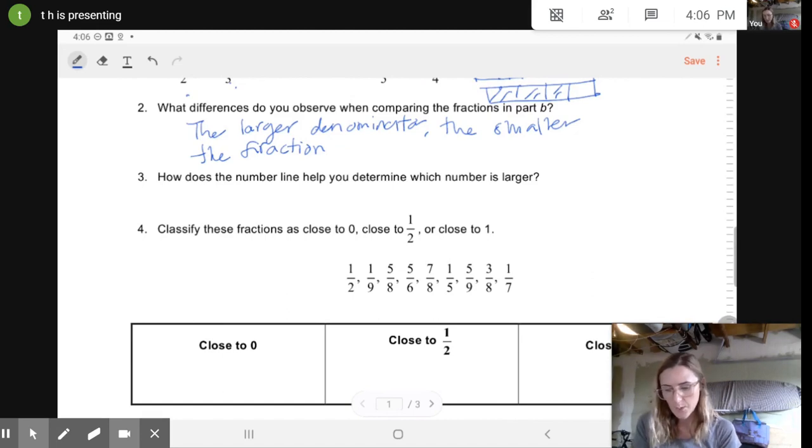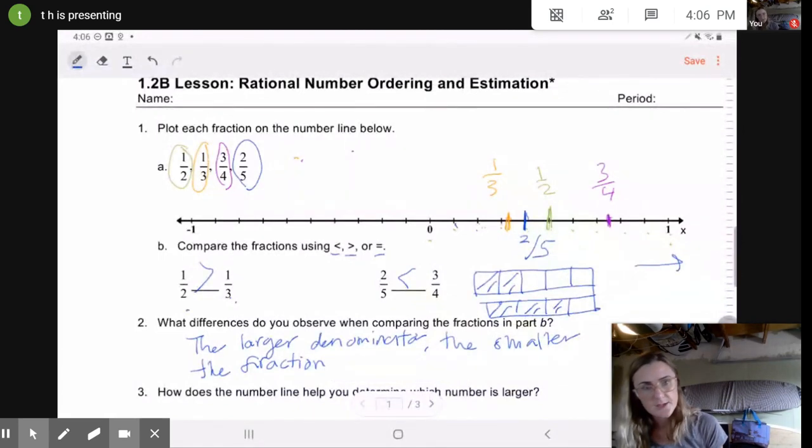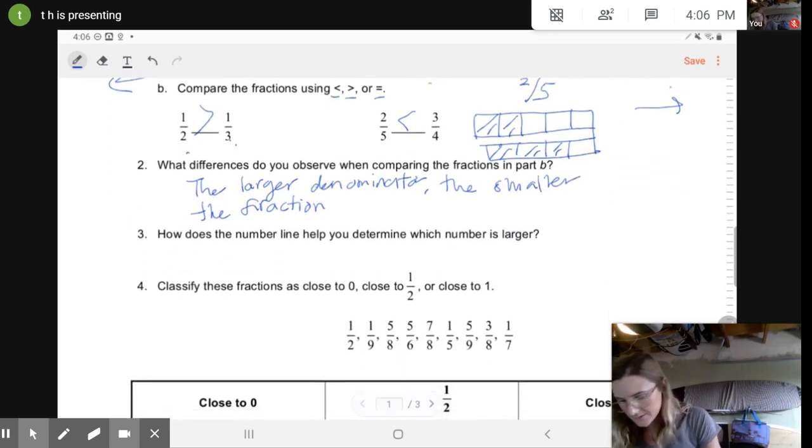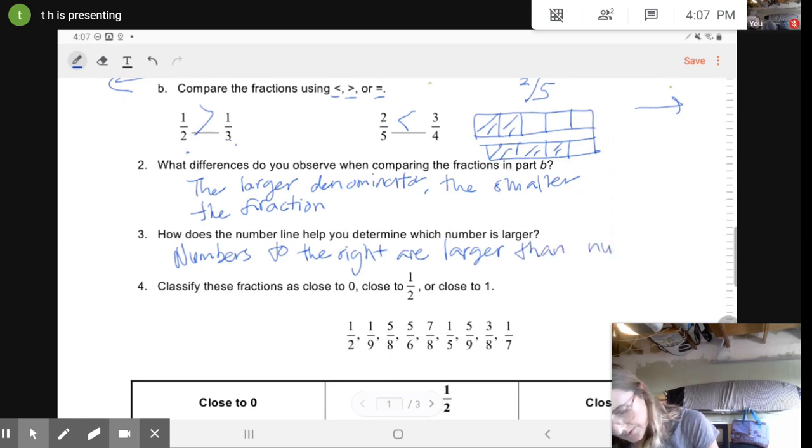So how does the number line help you determine which number is larger? Well, the number line would help us determine if we look back up here, because if I'm going this way, these are positive and larger numbers. If I'm going to the left, these are smaller, negative numbers. So numbers to the right are always larger than numbers to the left.